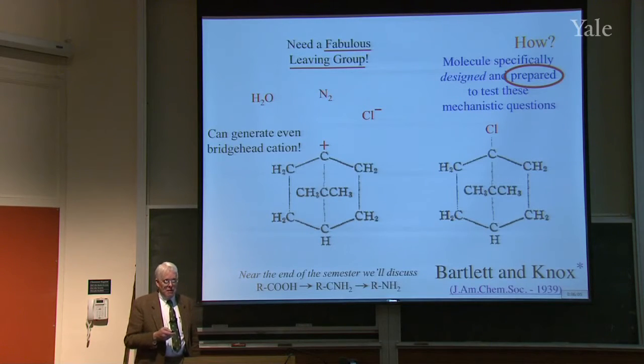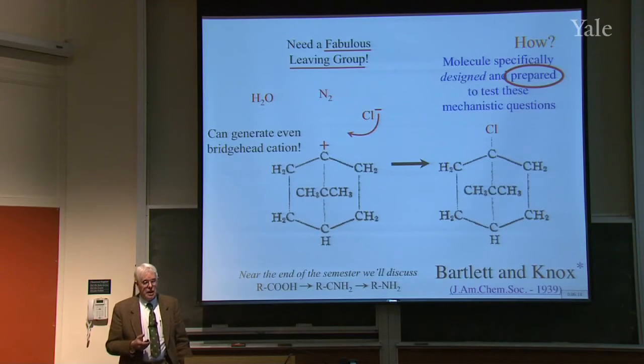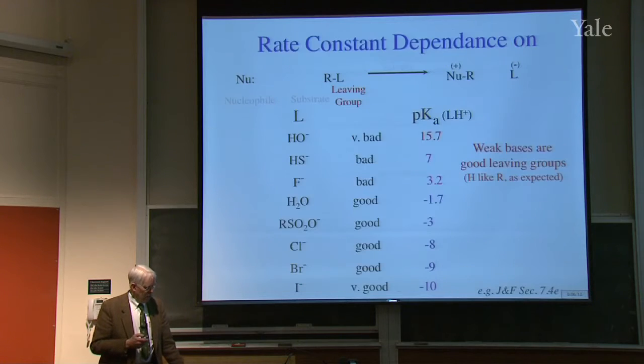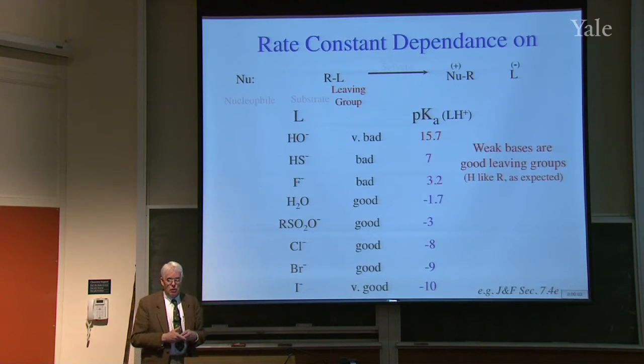Okay, so once you have that, remember we already got the chloride from the first reaction, so you just put that in, and that's how they made it, right? So there are leaving groups even better than these. N2 is a fabulous leaving group, right, and can even make the bridgehead cation.